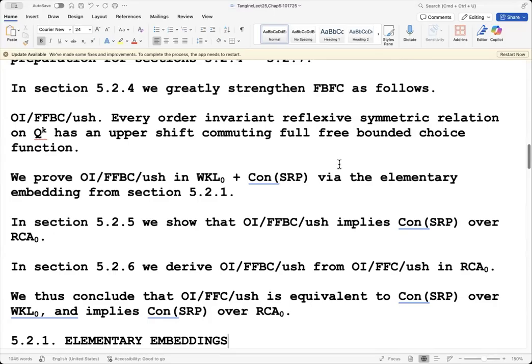In section 5.25, we show that our statement implies Con SRP over RCA0. We'll say more when we get to it. And then in 6, we show this boundedness condition can actually be eliminated. That's a little tricky, but I didn't really want to keep the boundedness condition around for the best statements. So the statement with the boundedness condition can be derived from the one without.